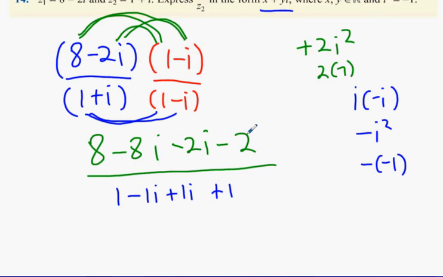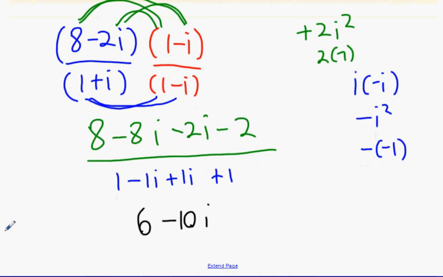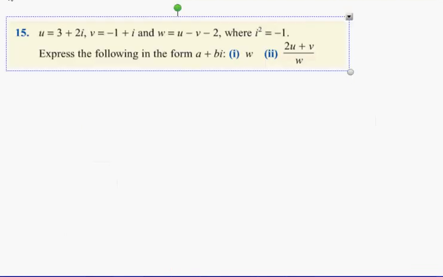Now finally, look up here. 8 plus 8 minus 2? 8 minus 2 is 6. Minus 8i minus 2i is minus 10i. Now, minus i plus i cancel. 1 plus 1 is 2. 6 divided by 2 is 3. 10i divided by 2 is 5i. So the answer is 3 minus 5i. Finally, to give you something like this.